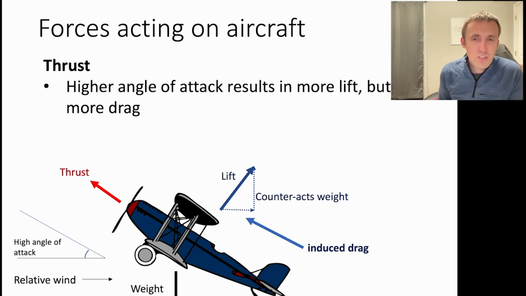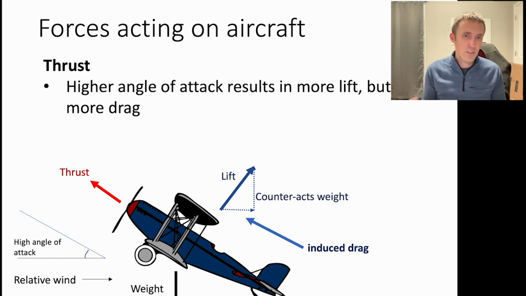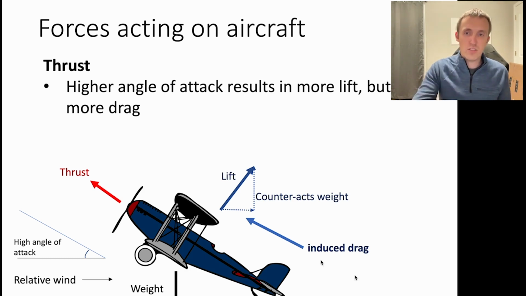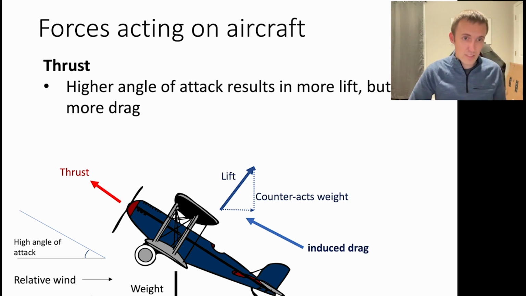Now I want to mention one thing here, which might be a little bit confusing. You can have the aircraft moving up as we had in the last diagram, but you can also have a high angle of attack. So in this diagram, the aircraft is actually moving straight ahead. The aircraft motion here is straight to the left. The relative wind is straight to the right. And what we have here is a high angle of attack.